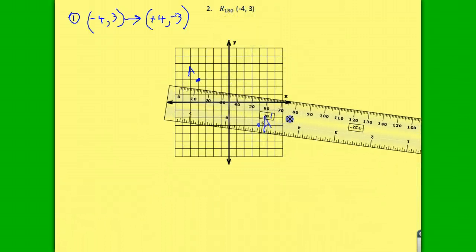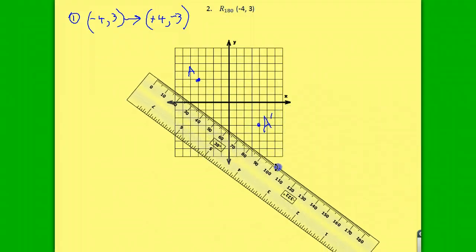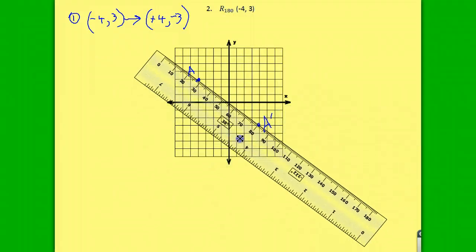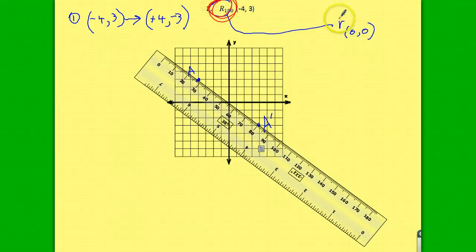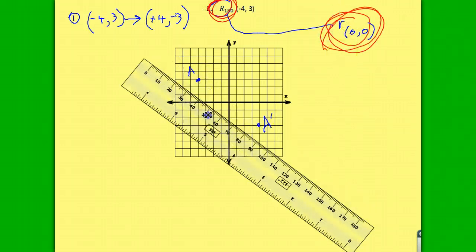I'm seeing something here, and I'm wondering if you guys see it too. If you notice, this is a reflection. A rotation of 180 is also a reflection through the origin. These two transformations are the same. Okay?